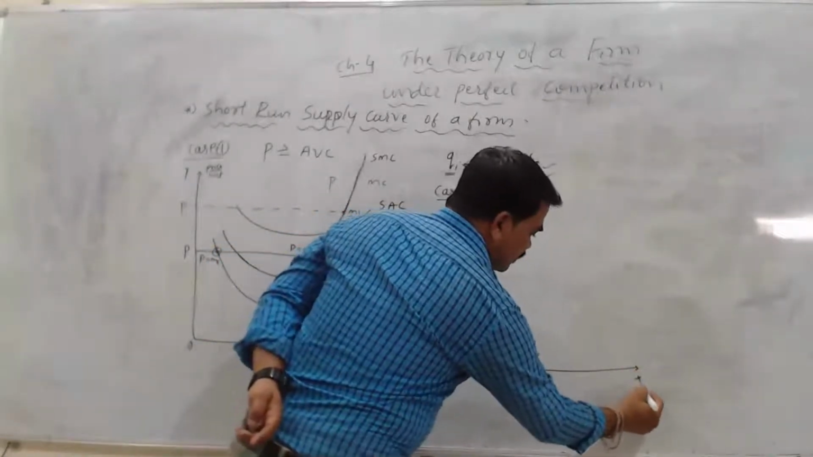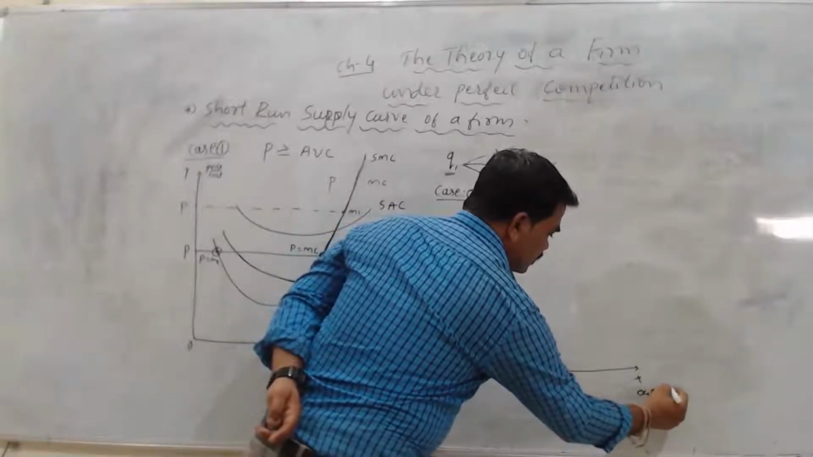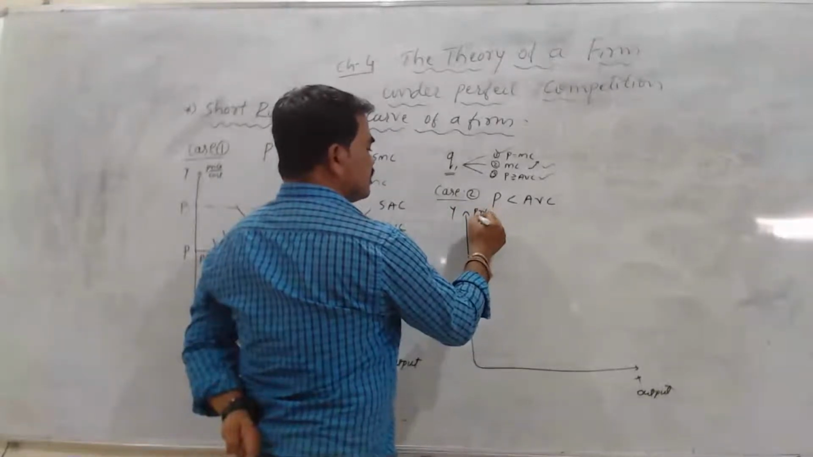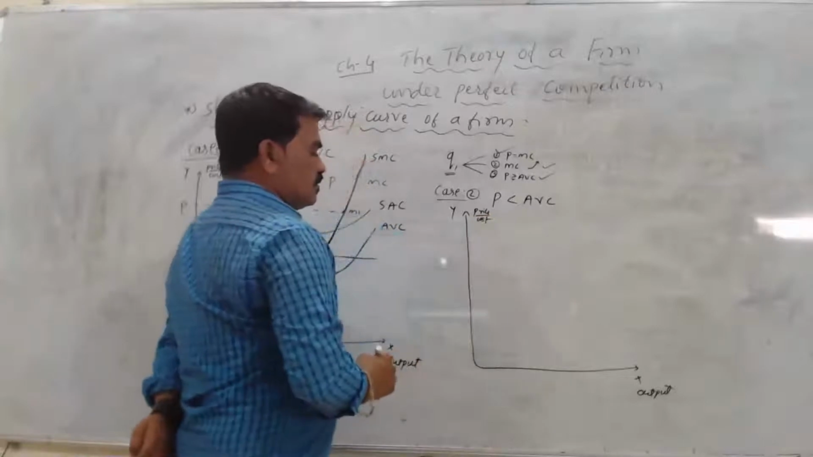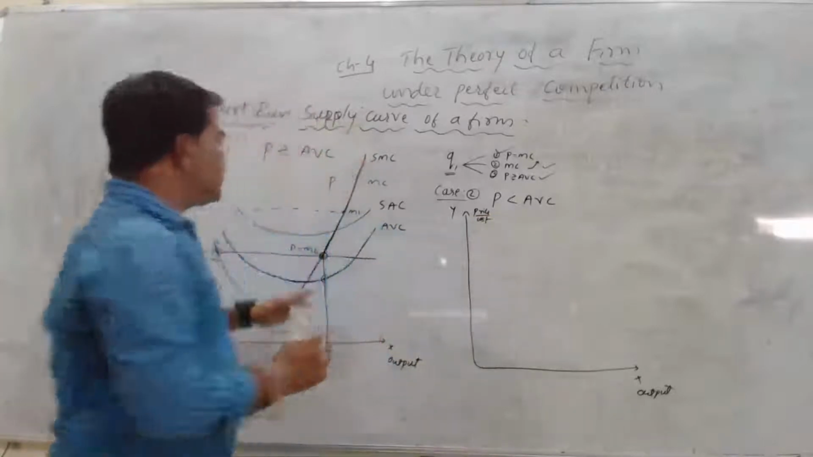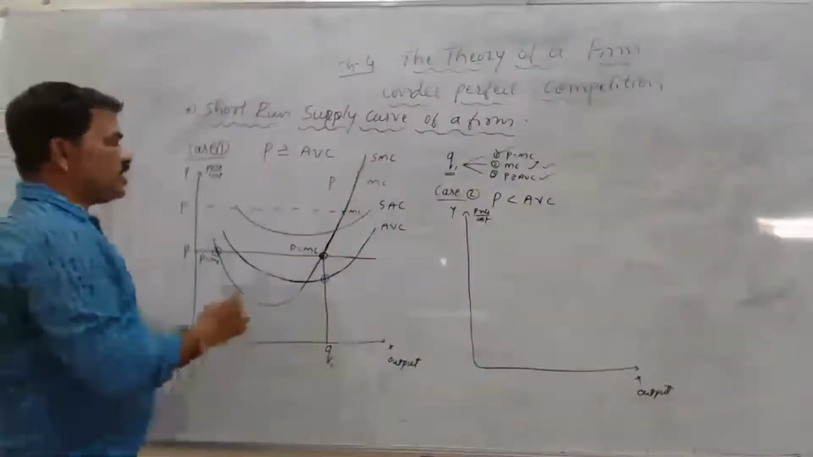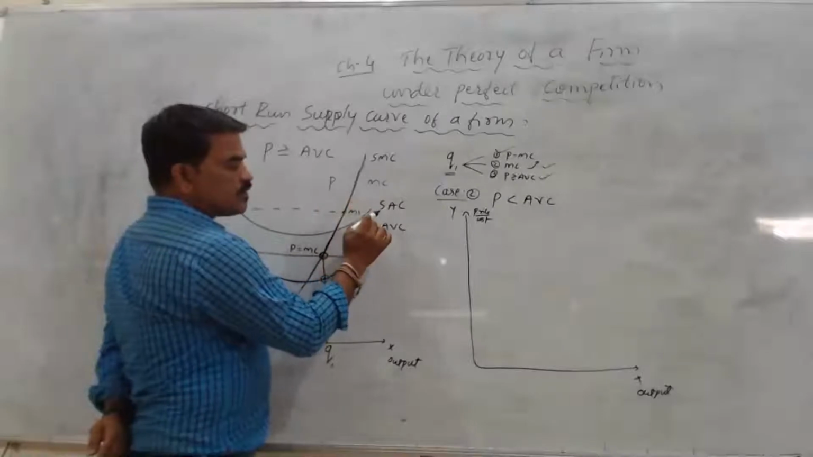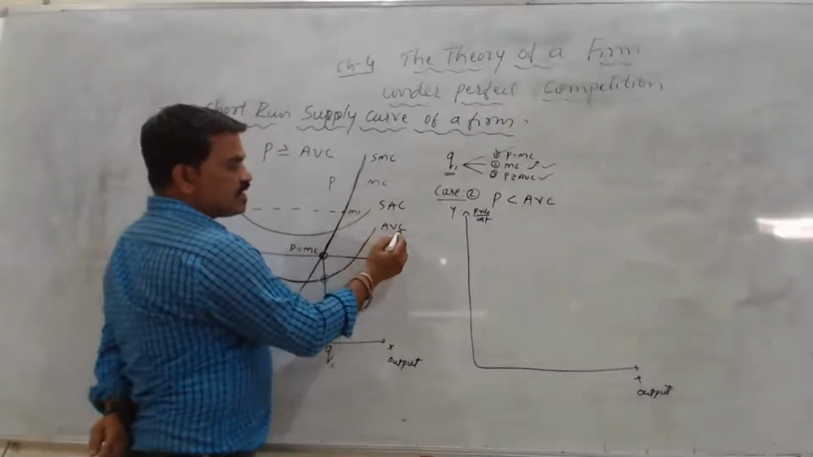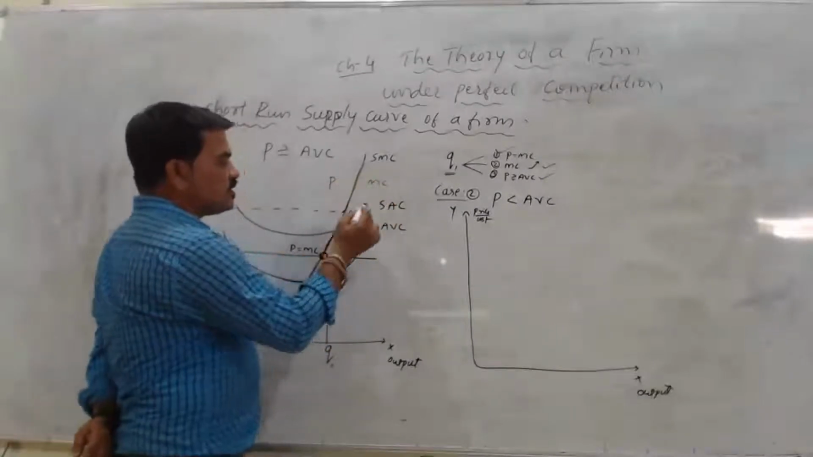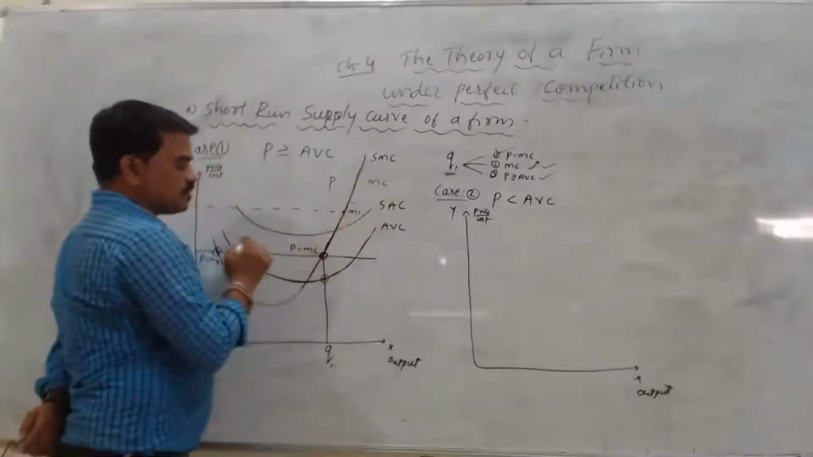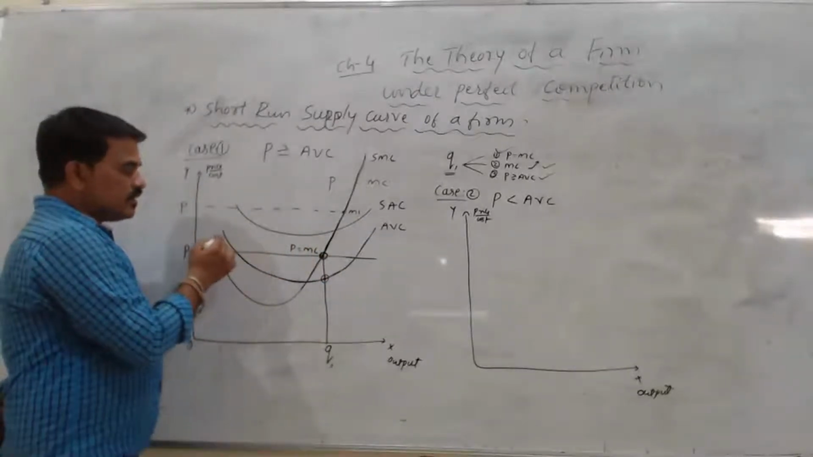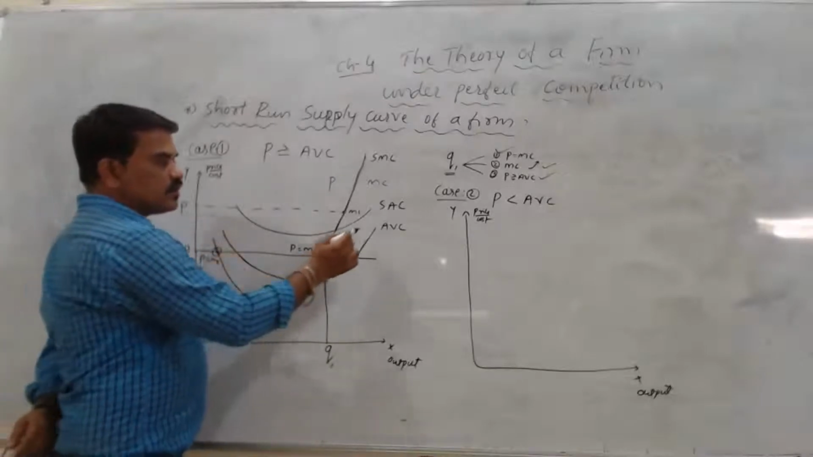Again this is X output and this is Y. We take it as price and cost. Now we will take the same curves. Always these curves behave like this. You need to understand the shapes of the cost curves: average variable cost, average cost and marginal cost. These are U-shaped curves. I repeat this again, we have also discussed this, but still for your revision reminder, these curves are U-shaped curves.